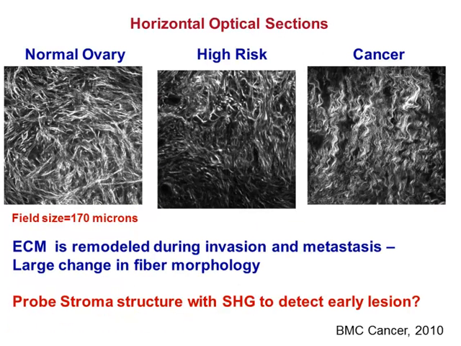Okay, so just start off with a couple of optical sections. The field size here is about 200 microns. This is an optical section from normal ovary, and you can see that you get kind of a random crosshatch structure. And then if you look at a malignancy, you see something that's totally different. We see these very regular helical structures that are very long.